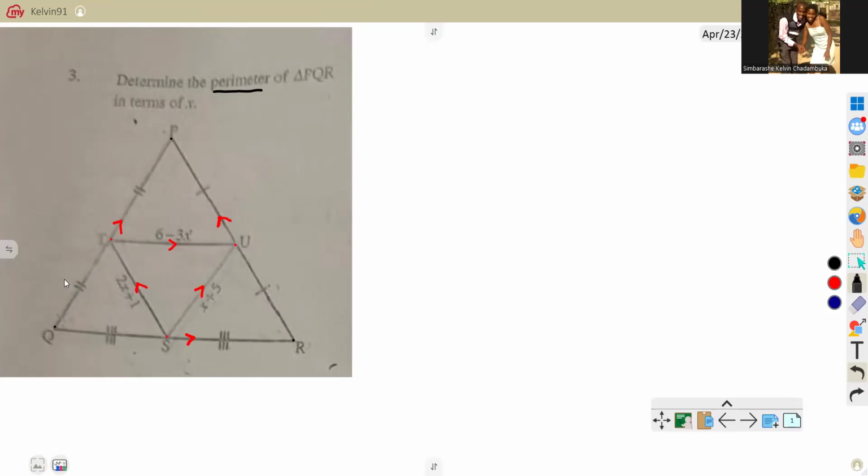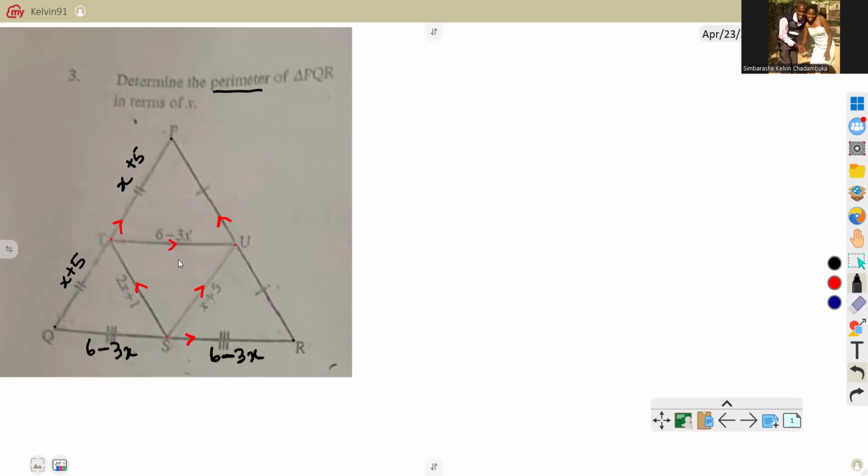So if we check in this parallelogram, TUSQ, this side of the parallelogram is equal to this side. So this is equal to x plus 5 because the opposite sides of a parallelogram are equal. But you are told that this is equal to this. Therefore, here is also equal to x plus 5. You come to the other side, still on this parallelogram. This side is equal to this side, so here it's going to be 6 minus 3x, and you are given this is equal to this, so this is also 6 minus 3x.